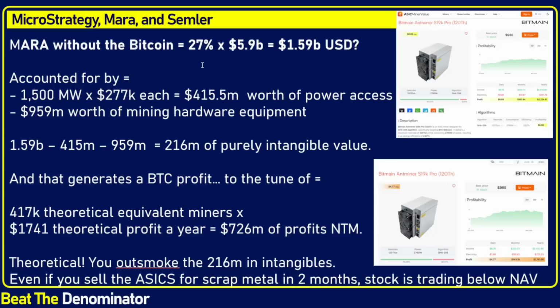And so what does that mean? Mara, without the Bitcoin business, is worth 1.59 billion USD, and this 1.59 billion is accounted for by 415 million of power access and 959 million of hardware equipment. So what does that mean? The purely intangible value, the one thing that you buy right now that you cannot sell, is 216 million. So you can think of it as a premium over salvage value of the business that is only 216 million.